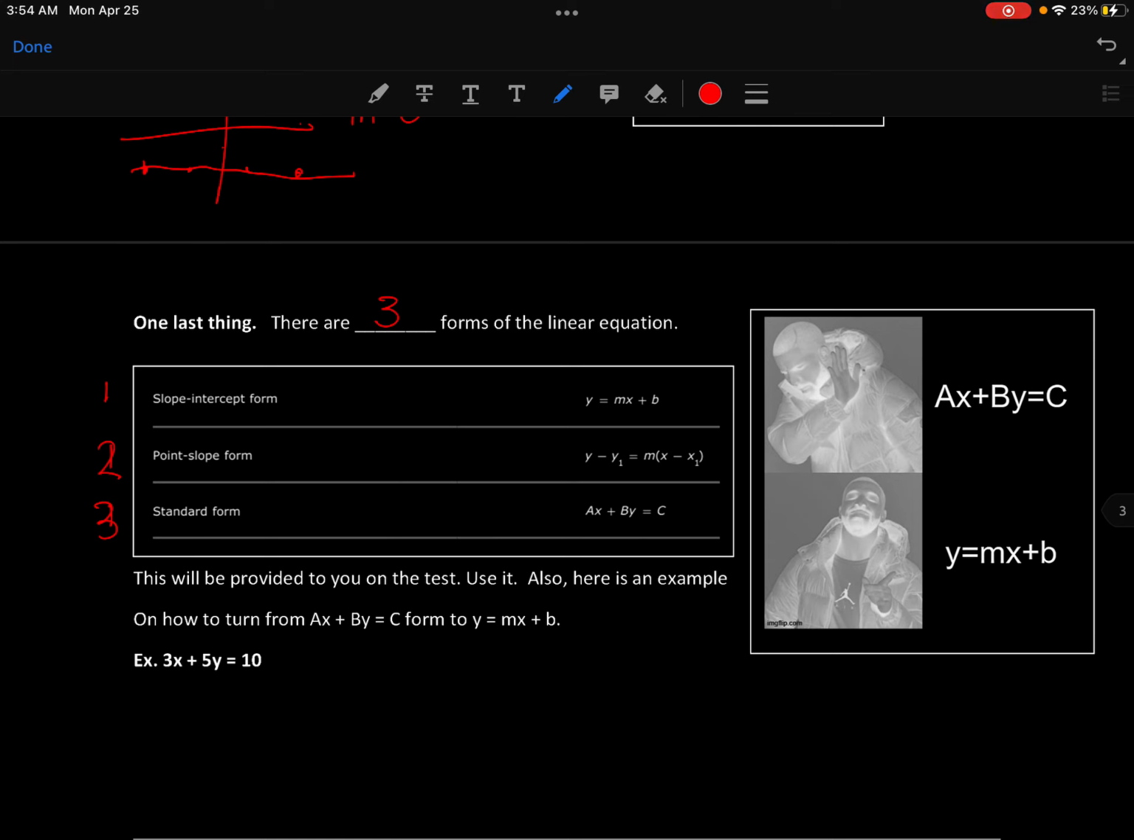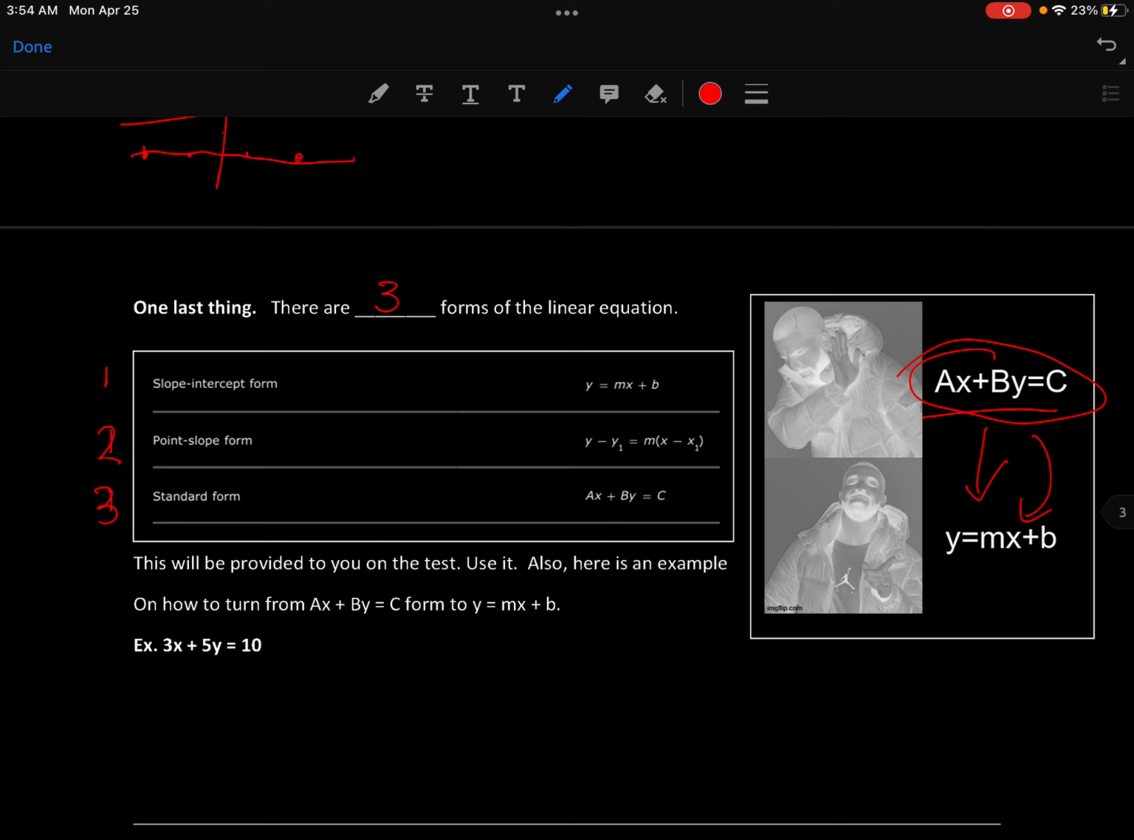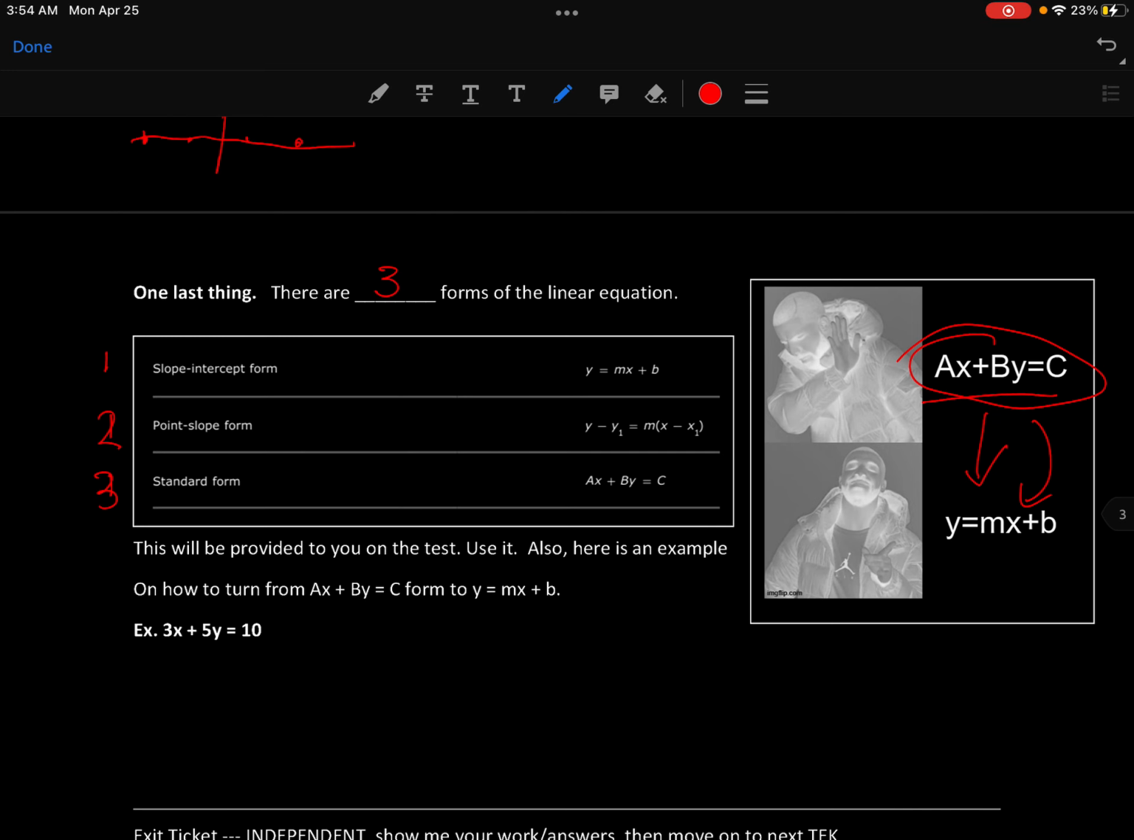Now, just like Drake, we don't like the standard form. We do, however, like this form, the slope-intercept form. So whenever you see this, generally it's helpful to turn it into something like this. Here's an example of how to turn ax plus by is equal to c into y equals mx plus b form. Here's an example: 3x plus 5y is equal to 10.